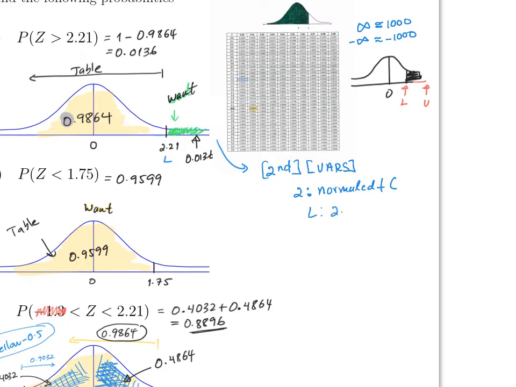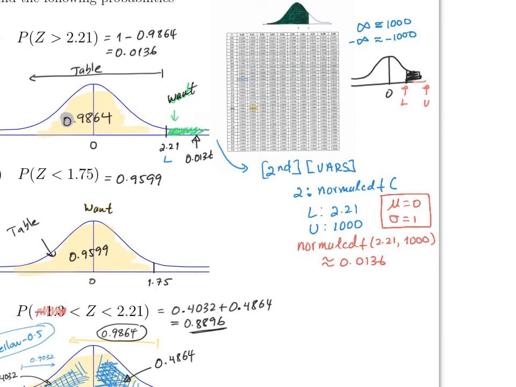So the lower bound is 2.21. The upper bound is going to be 1000 because it's going to infinity. And once you click enter on the screen, it's going to look like this, like normal CDF. The lower bound is 2.21, the upper one is 1000, and it will still give you exactly the same answer. Make sure that you leave the mean equal to 0 and sigma equal to 1. Remember, this is what makes this standard, so do not change that.